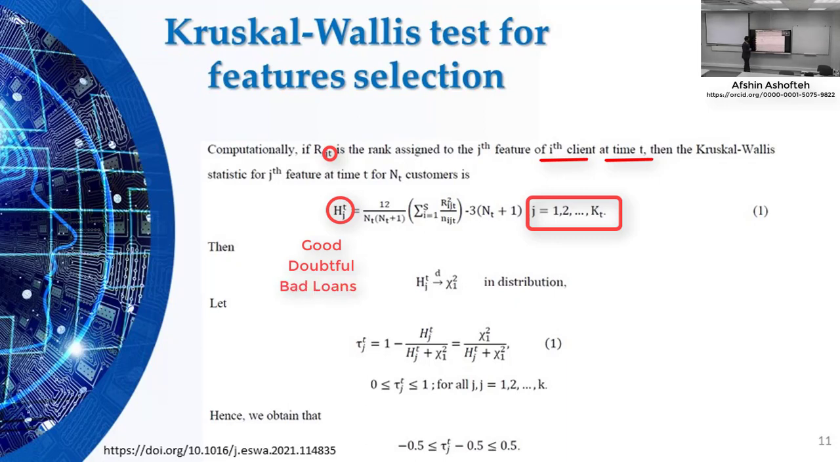So R_ijt is the rank assigned to the jth feature of the ith client at time t, and the Kruskal-Wallis statistic would be as shown here with H_jt, okay? So then H_jt in distribution would have the chi-square distribution with degrees of freedom of 1, okay? So the null hypothesis will be rejected if the computed value of H_jt for each j from 1 to k_t exceeds the value of chi-square for the selected confidence level and 1 degree of freedom.